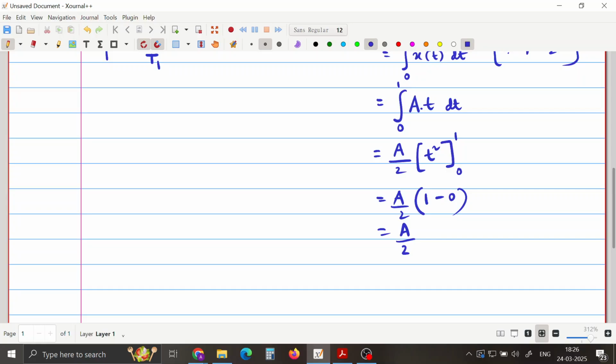So A naught is A by 2, capital A by 2. Now for K not equal to 0, what is my AK? For K not equal to 0, the expression for AK has a slightly different form. So you'll have that scaling factor of 1 by T here as well, and you are integrating again over one time period. You have x of t inside the integral.